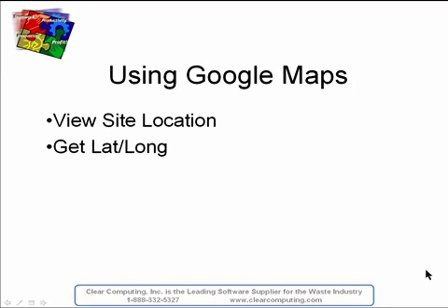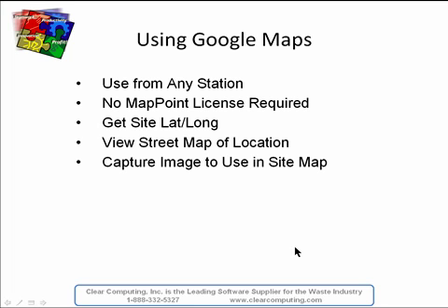Today we're going to speak about using Google Maps off of the internet to help view a site location and get the latitude and longitude on any TAC station. Using Google Maps, you do not have to be restricted to a station that has a MapPoint license. Even the billing station can use this feature.